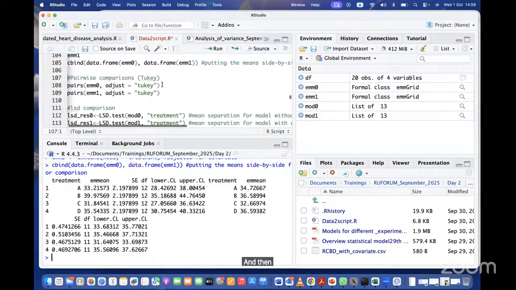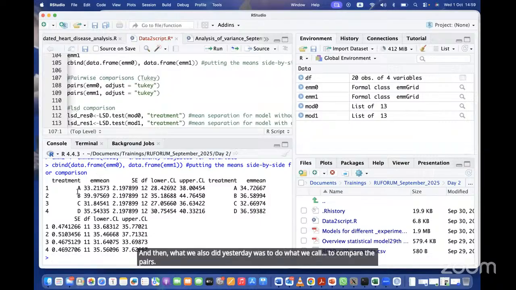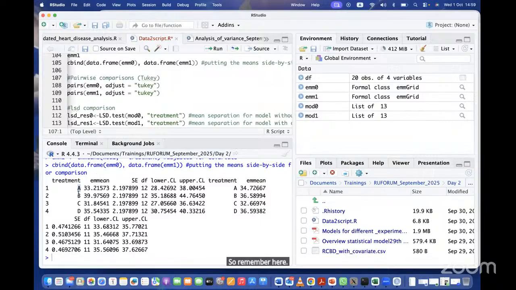And then what we also did yesterday was to compare the pairs. So remember here, you can compare A and B, A and C, A and D, and so on. So let's look at the comparison when you're using model number 1.